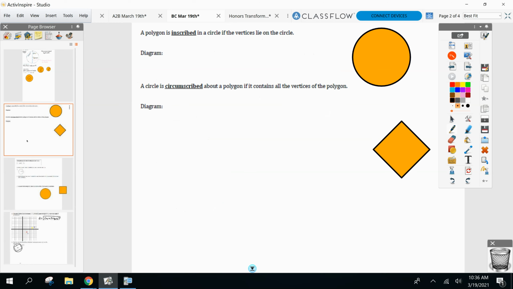Inscribed. What does it mean for a polygon to be inscribed in a circle? It's inside, but I would warn you to be careful with that. Yes, the polygon would be inside if it's inscribed, but take a look. That polygon's not inscribed, but wait, it's inside the circle. Not only does it have to be inside the circle, but the vertices of the polygon have to be touching the circle. So when we say a polygon is inscribed in a circle, it is inside, but the vertices must be touching.